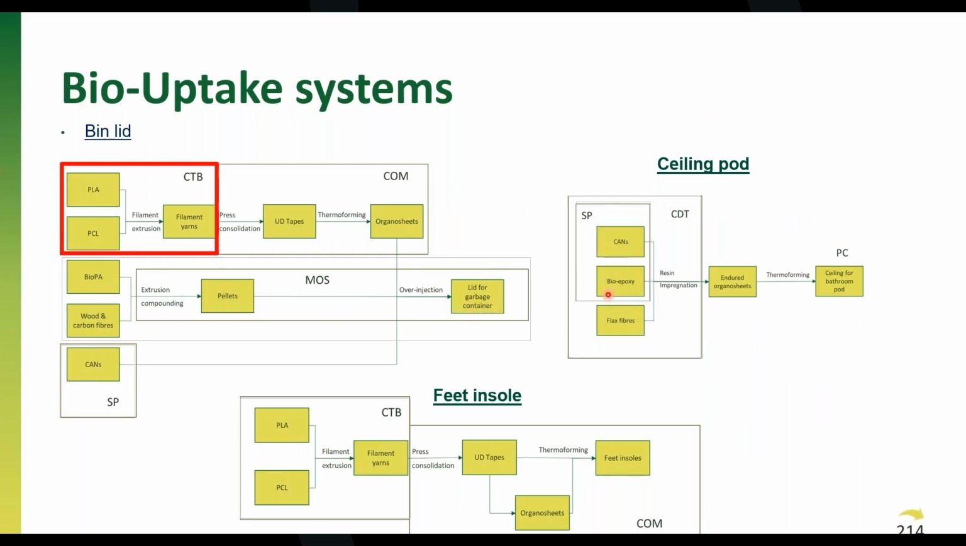The cans were used with bio-epoxy to make the organosheets using flax fibers, and they were then thermoformed in Beaucamp to make the ceiling of the bathroom pods. And finally, for the seat installed, Centexbel worked on the filament yarns for the organosheet, and then the UD tape as well for thermoforming.